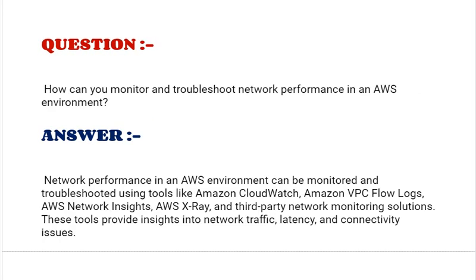Our next interview question is: how can you monitor and troubleshoot network performance in an AWS environment? Your answer should be: network performance in an AWS environment can be monitored and troubleshot using tools like Amazon CloudWatch, Amazon VPC Flow Logs, AWS Network Insights, AWS X-Ray, and third-party network monitoring solutions. These tools provide insights into network traffic, latency, and connectivity issues.